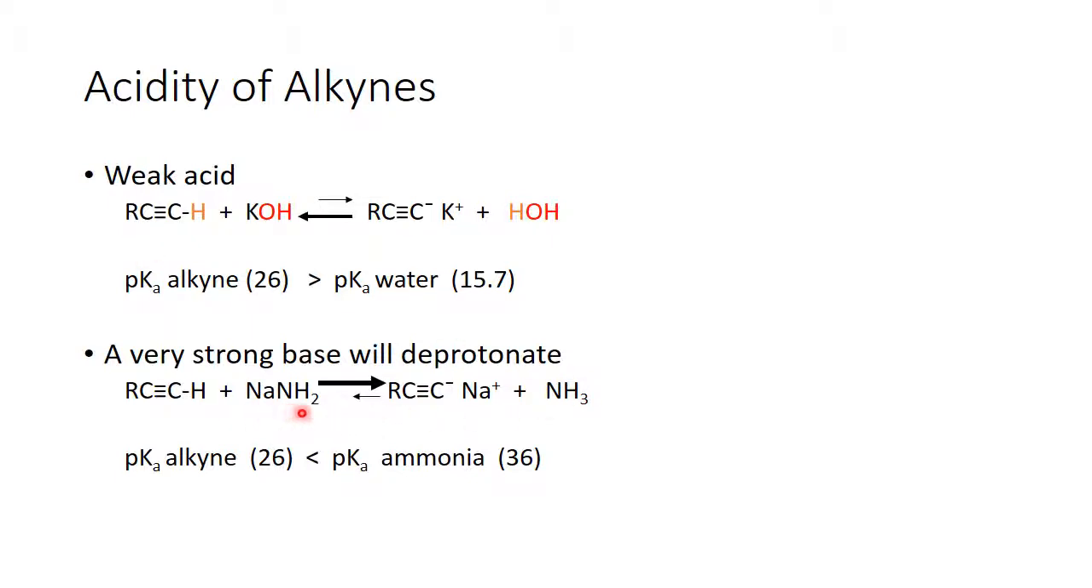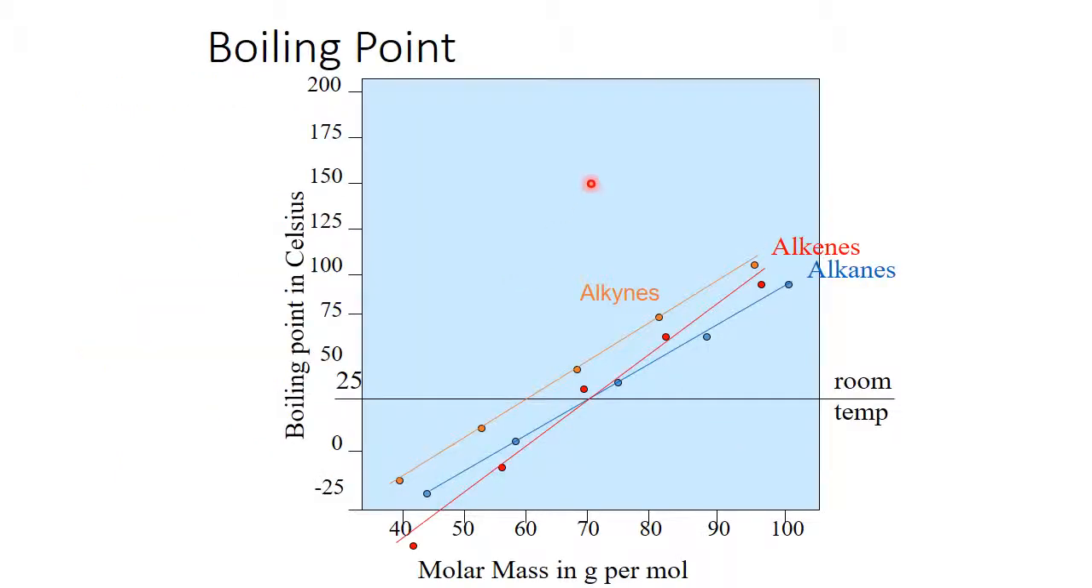However, if I look at sodium amide, when protonated, it forms ammonia, and the pKa of ammonia is 36. The pKa of a terminal alkyne is around 26. This means the alkyne is a stronger acid, and so deprotonation is quantitative.